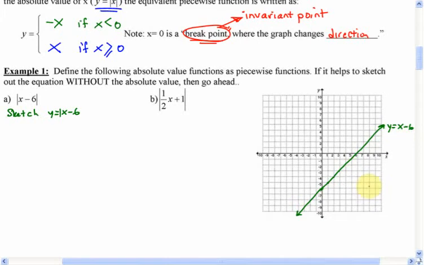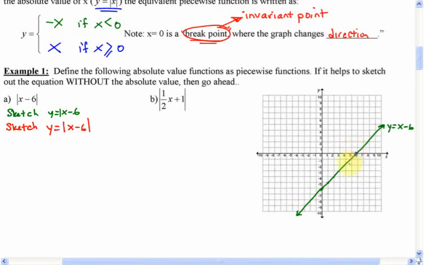Now, tell me what happens when I'm going to ask you to sketch out the function we really want, which is the absolute value of x minus 6. What is that going to be? So what do I do with the absolute value? X is equal to 6. Okay, so x equals 6 is here. That's the invariant point or the breakpoint, yeah.